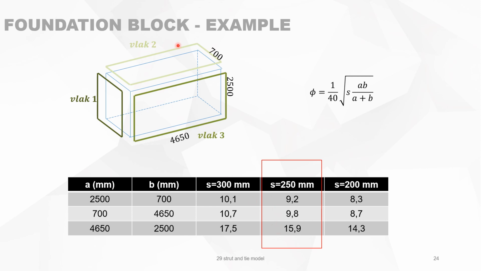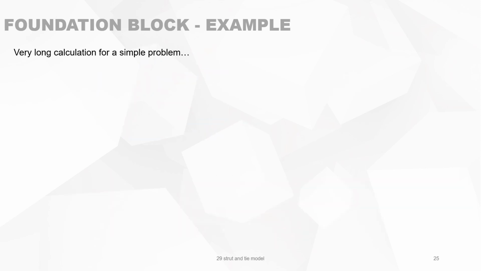The diameter 16 is for a stirrup doing like that, this, and from there to there. There's a diameter 16 every 250, and in the other directions, it's a diameter 10 every 250 millimeters. This is now a very long calculation for a very simple basic problem. So what do we observe?